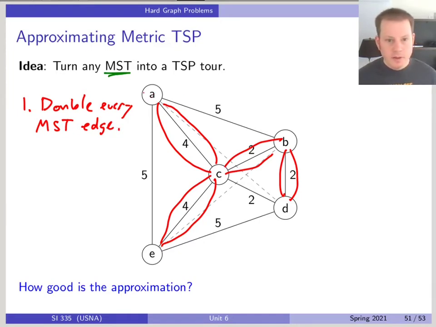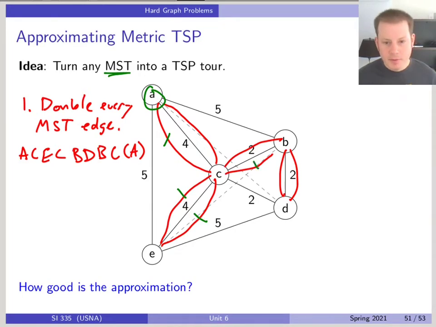Because, for example, we could think about going A, C, E, C, then B, D, and B, C, and back to A. So this is a cycle that we have, and you can actually do this with something called the right-hand rule. Starting from A, we go to C, we follow this edge down to E, then we follow the other side back up to C, then we follow this way over to B, follow this way to D, then go back, then go all the way back to A. So we've hit every one of these edges exactly once, and we have a cycle that starts and ends at A.